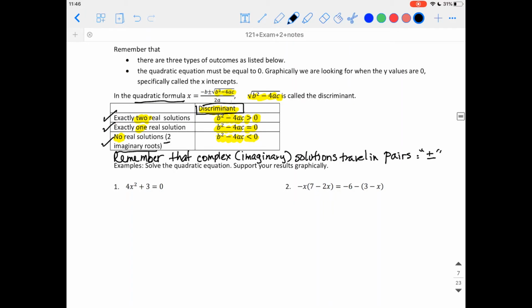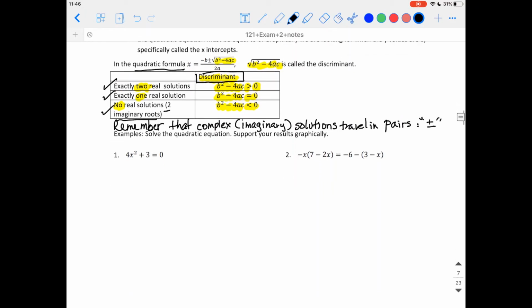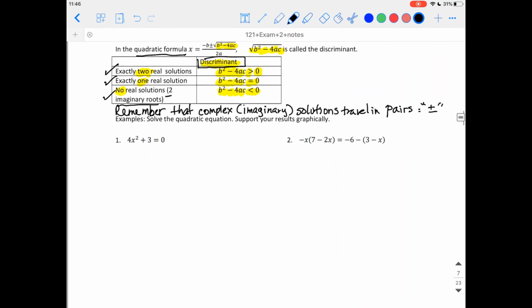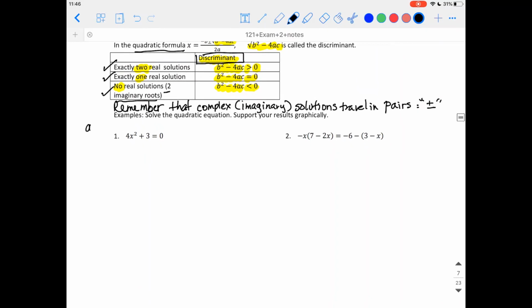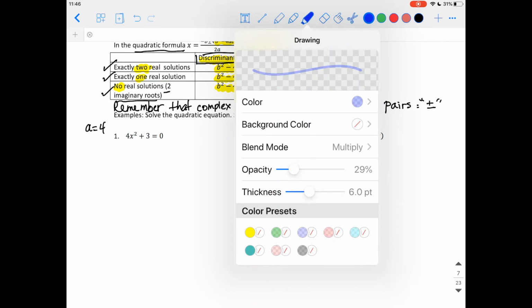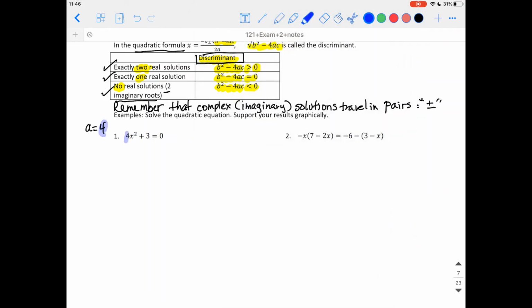So here, examples: solve the quadratic equation, support your results graphically. If I'm going to use the quadratic formula on this question number 1, we need to remember that the a is 4. And let me just highlight it here. So the a is 4, and it's because of that 4. We need to remember that the b is technically 0 because we're missing an x. X is missing. And then our c is equal to the positive 3 because it's right there. So this plus 3 is that 3 right there.